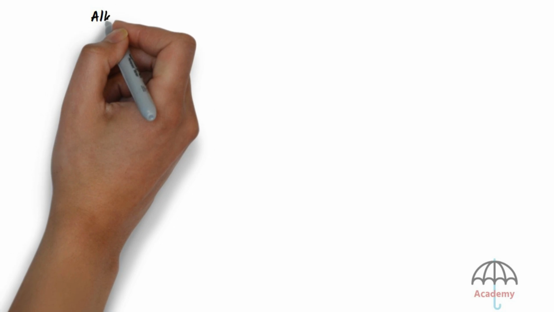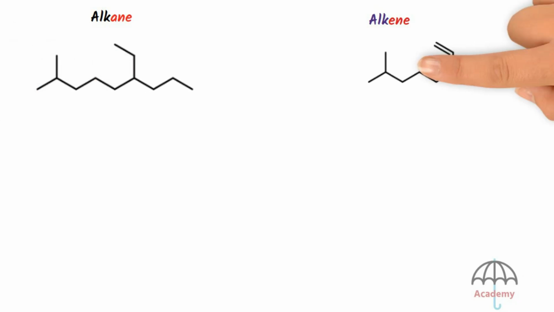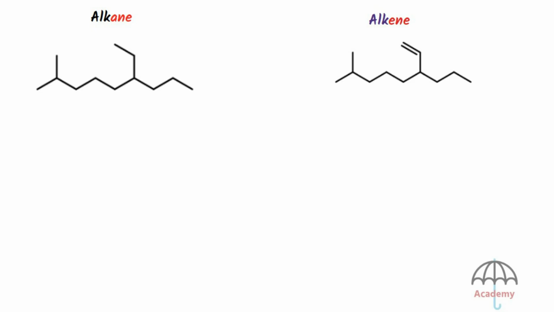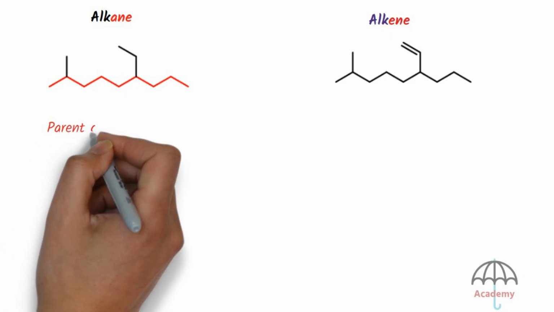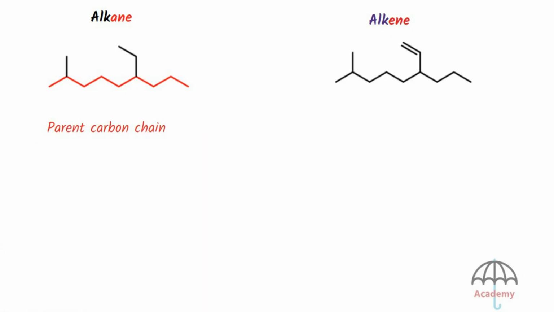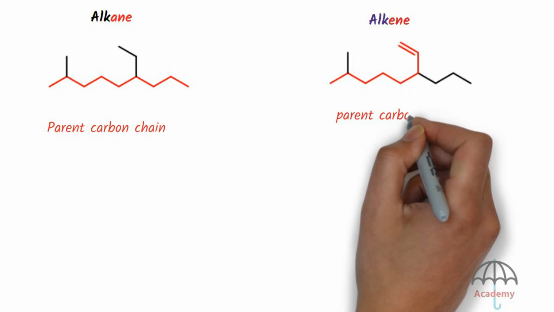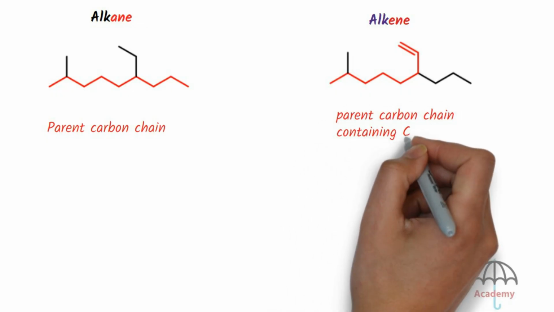To understand this, let us write the alkane on the left side and the corresponding alkene on the right side. Consider this alkane and compare it with a corresponding carbon chain on the alkene side having a double bond. On this alkane, the parent chain is highlighted in orange color. On the alkene side, the parent chain is also highlighted in orange color, except that the parent chain here contains the double bond.